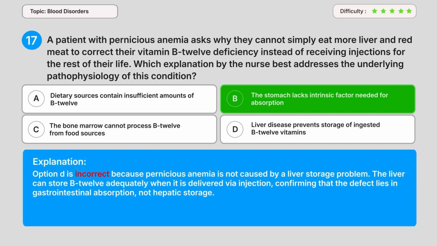Option D is incorrect because pernicious anemia is not caused by a liver storage problem. The liver can store B12 adequately when it is delivered via injection, confirming that the defect lies in gastrointestinal absorption, not hepatic storage.